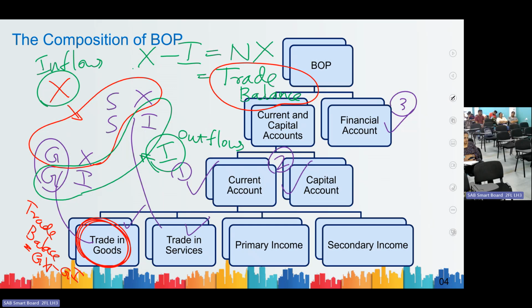But generally, in national accounting, trade balance is goods and services exports minus goods and services imports. In BOP, trade balance is goods exports minus goods imports. There are no services. So the balance of the trade in goods account is called the trade balance. So there is a difference between the national accounting framework and the BOP framework.